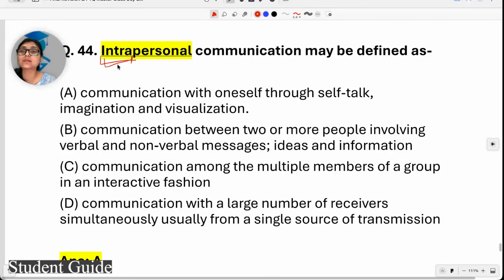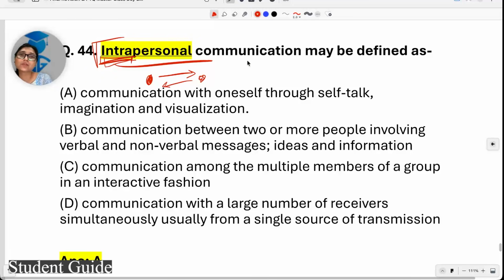Intrapersonal and interpersonal, those are different. It means if person 1 and person 2 are communicating between them, then that is interpersonal. And intrapersonal means inside of you. You are communicating with yourself, that is intrapersonal communication. You just read this term properly in the exam, so that you cannot misinterpret.